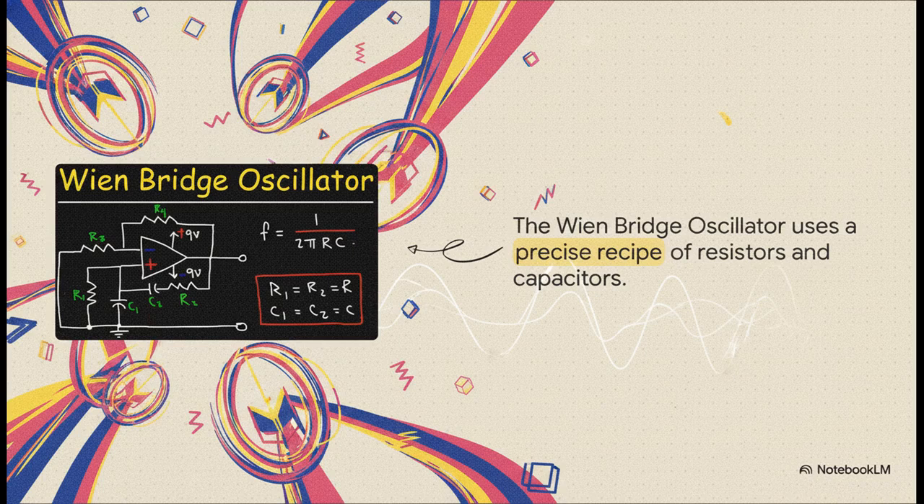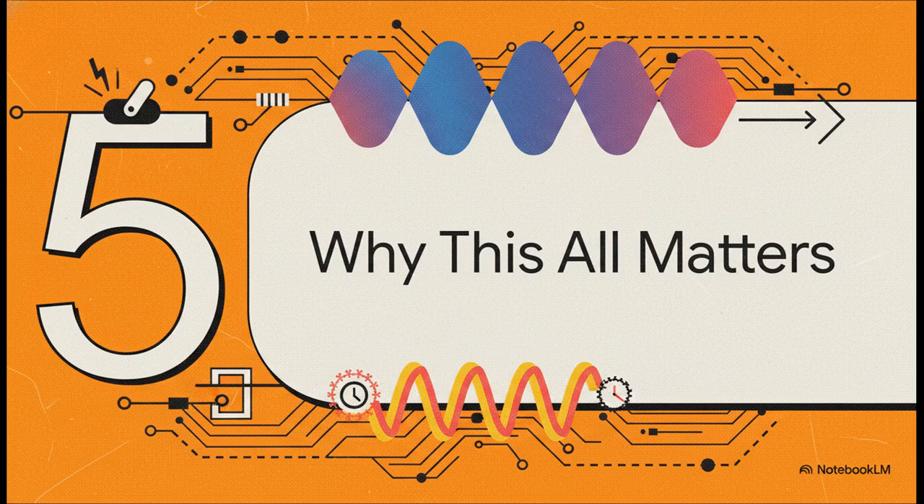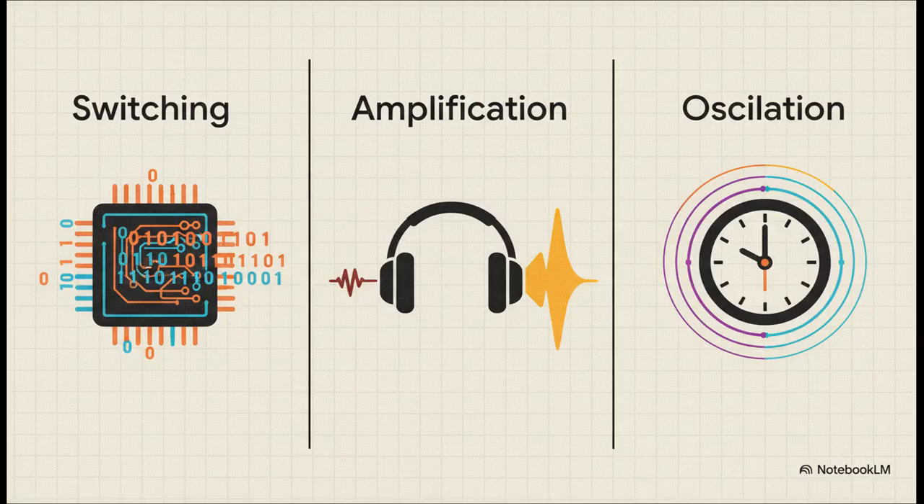And what's so cool is the amount of control we have. By choosing a very specific recipe of simple components, a few resistors and capacitors, we can tell the circuit exactly what note to sing or what frequency to oscillate at. This is how we create the perfect, stable timing signals that all our electronics rely on. Okay, let's take a step back. We've got switching, we've got amplifying, and we've got oscillating. 3 core tricks. So let's bring it all home and talk about why these simple ideas are just so incredibly important. Because these 3 things, they literally build our entire world.